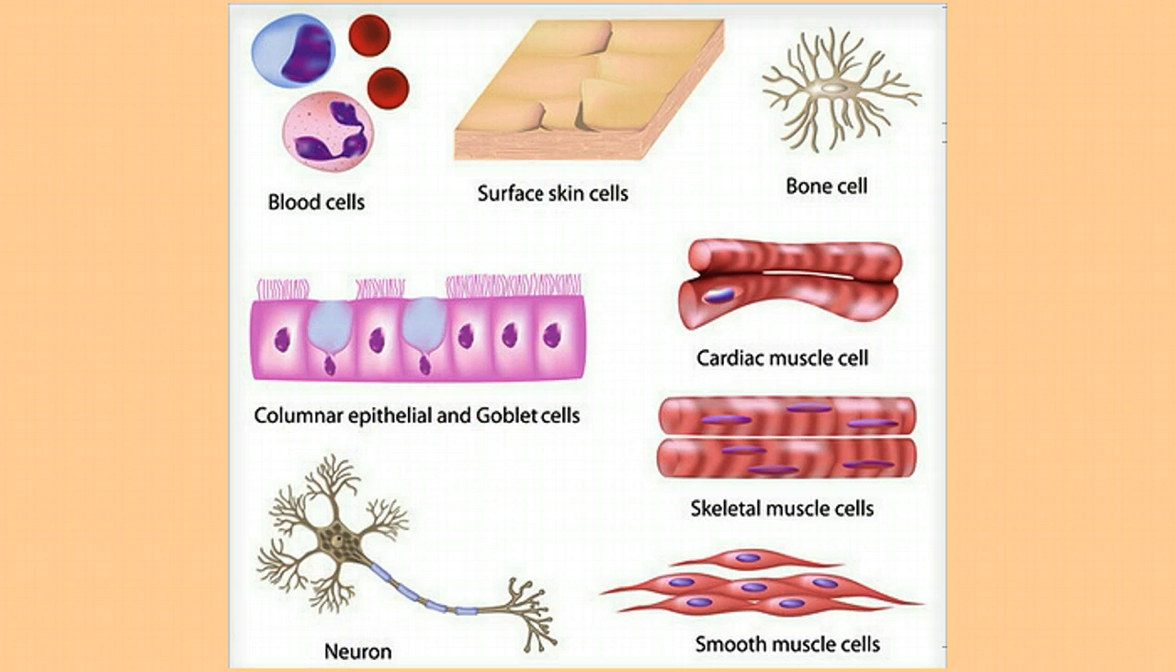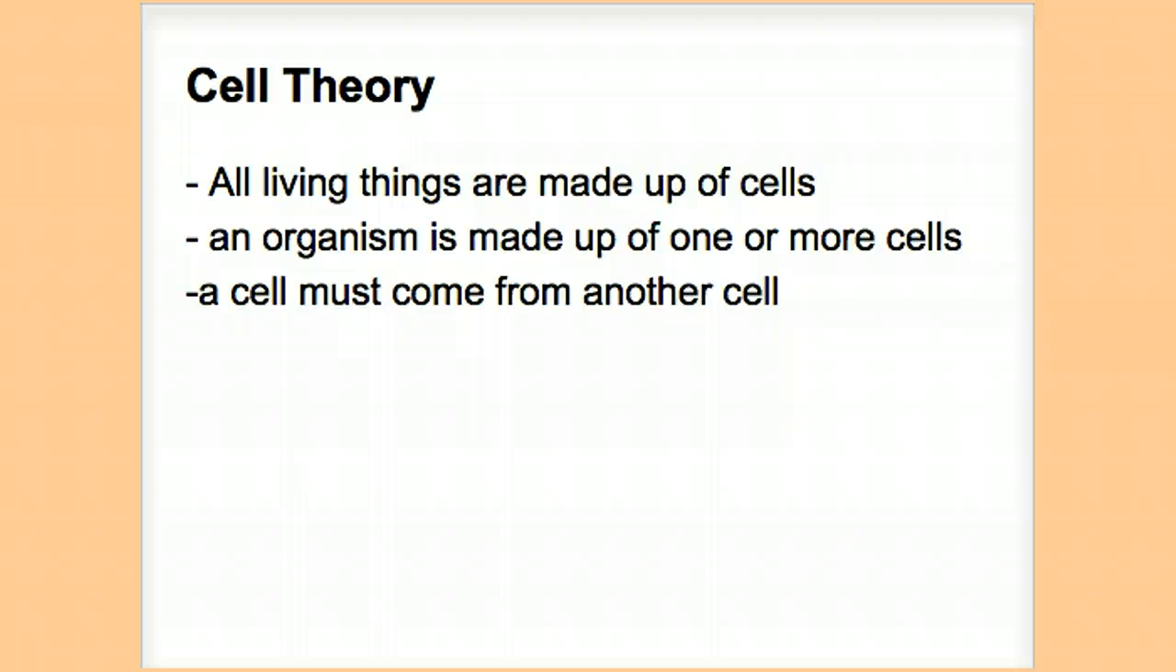As you can see, these cells look very different from what you were looking at the beginning of the lesson. There are a few things that all cells have in common, and we will look at them later in this lesson. Most scientists, however, agree that all living things are made up of cells. A cell must come from another cell, and an organism can be made up of one or many cells. These three statements are what is called the cell theory.